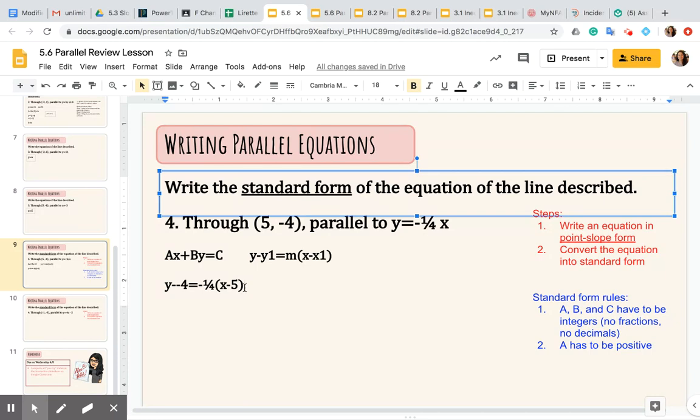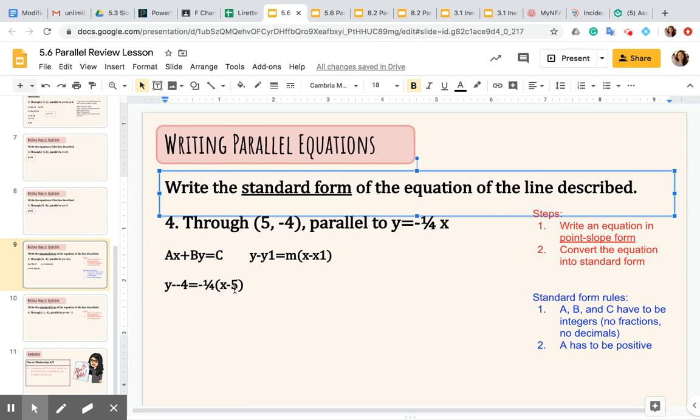Okay, so to convert this to standard form, there's a couple things that I need to get rid of. One is I need to get rid of these parentheses, right? If I compare these two equations here, I don't see any parentheses in standard form. So I'm going to do that first. To get rid of the parentheses, I'm going to distribute this -1/4. That means I'm going to multiply this outside term to the x, and I'm going to multiply this outside term to this number here.